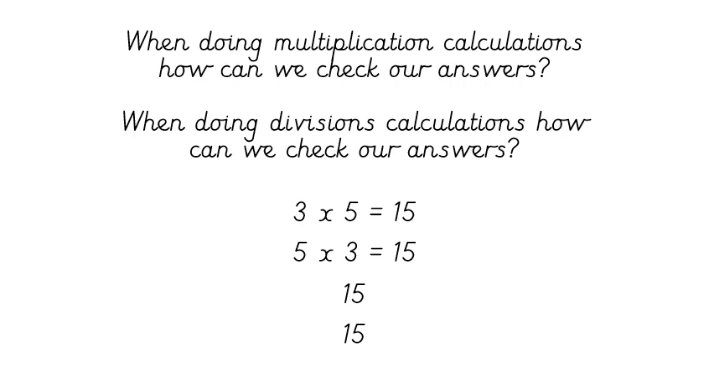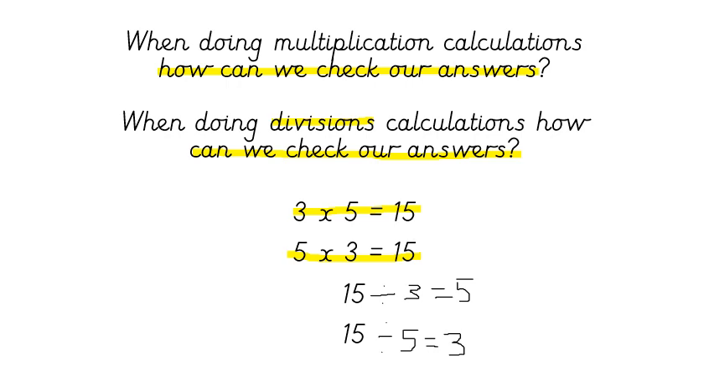So when doing multiplication calculations, how can we check our answers? And when we're doing division calculations, how can we check our answers? So 3 times 5 is 15, but also 5 times 3 is 15. But if you're doing a division sentence, 15 divided by 3 is 5. So also 15 divided by 5 equals 3. Okay, you can make the division statements change and multiplication statements change as well.